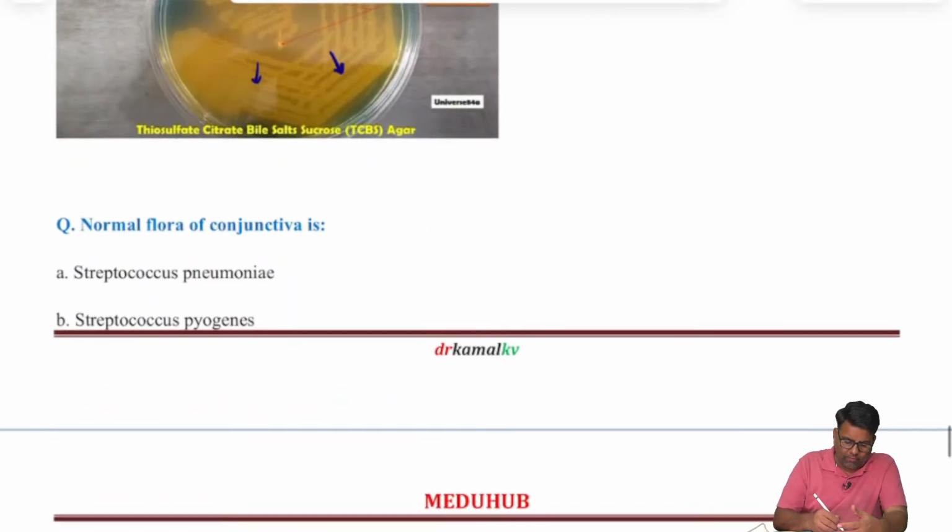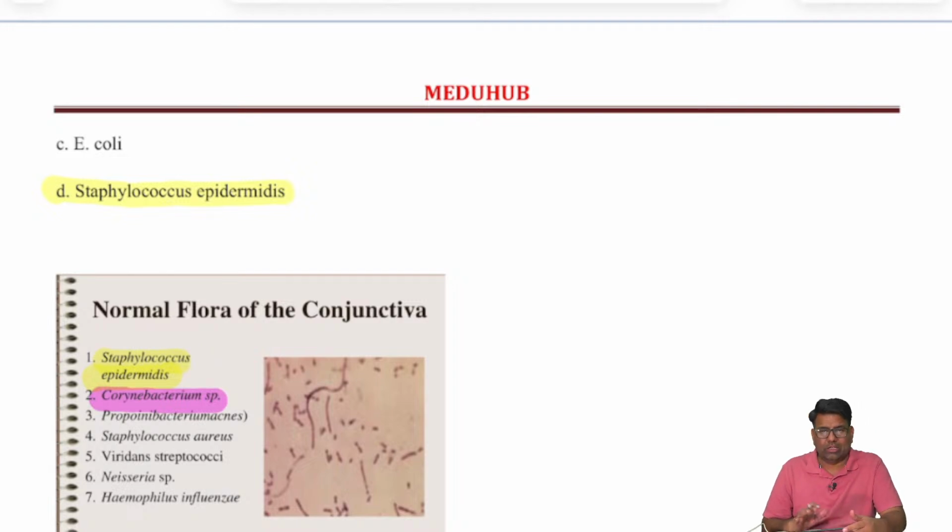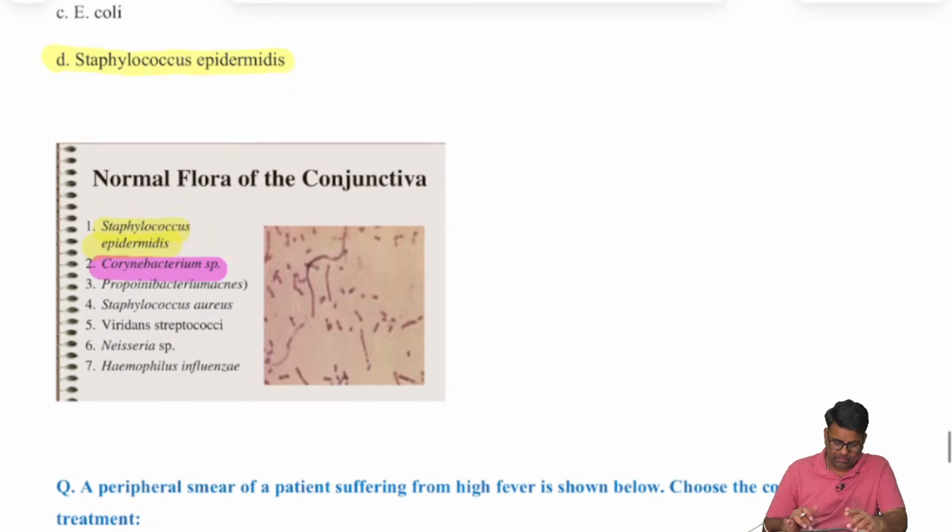Now, normal flora of conjunctiva, it means which microorganism can be found in the conjunctiva in a normal person, and the answer is Staphylococcus epidermidis. Now, this is not the only organism which can be found. The list is very long, so just remember a few, especially Staphylococcus epidermidis, and then Corynebacterium can be normally found as well, right? So please remember these two, or Propionibacterium acnes also is one. So at least remember these two. These are the normal flora of conjunctiva.